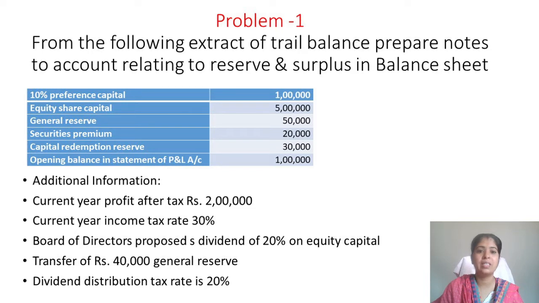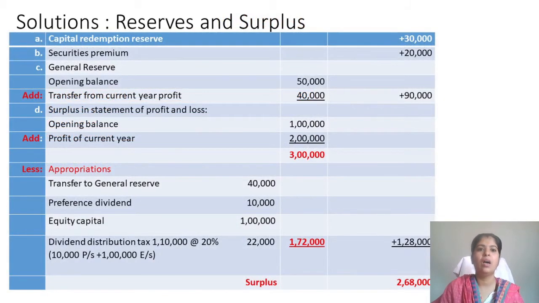The Board of Directors proposed a dividend of 20% on equity capital. Equity capital here is the equity share capital of 5 lakh rupees. On 5 lakhs they have charged 20% proposed dividend, around 1 lakh. Transfer of rupees 40,000 to general reserve. From profit, the general reserve will be transferred. Dividend distribution tax rate is 20%. Now let us see the solution.